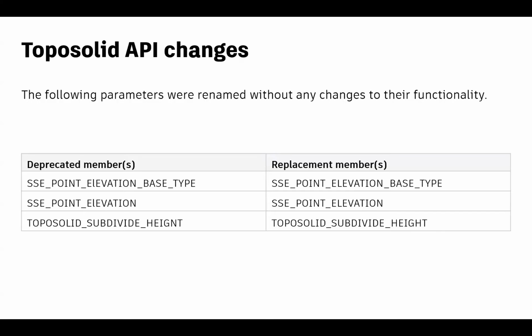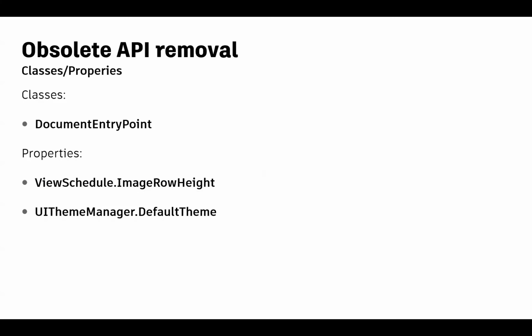Solid API changes. The following parameters were renamed without any changes to their functionality. It is the base type, point elevation, and solid subdivide height. There is also API that was deprecated in the previous version of Revit, which we usually just completely remove in the next version. So this is the API that we removed in Revit 2025.